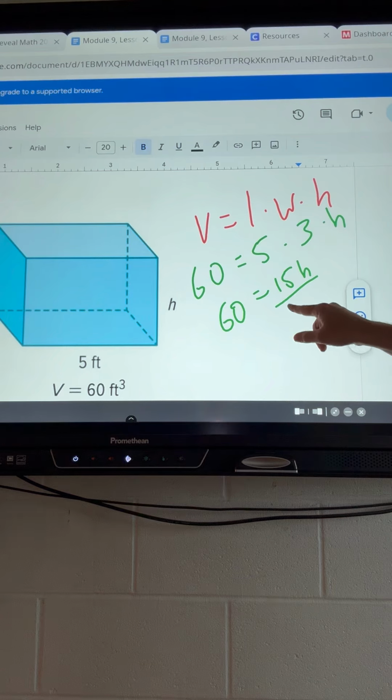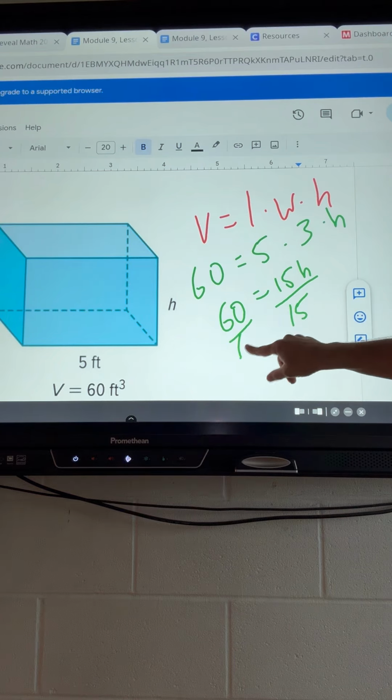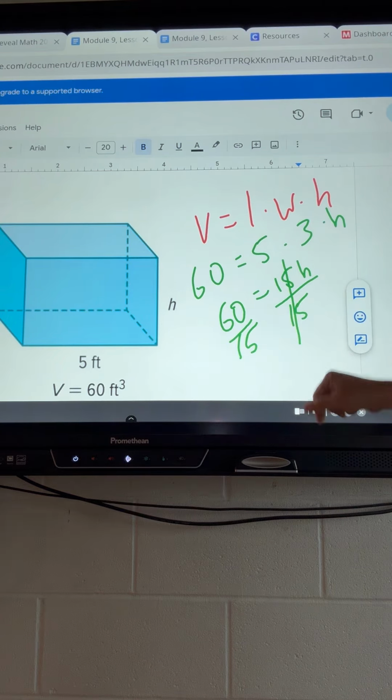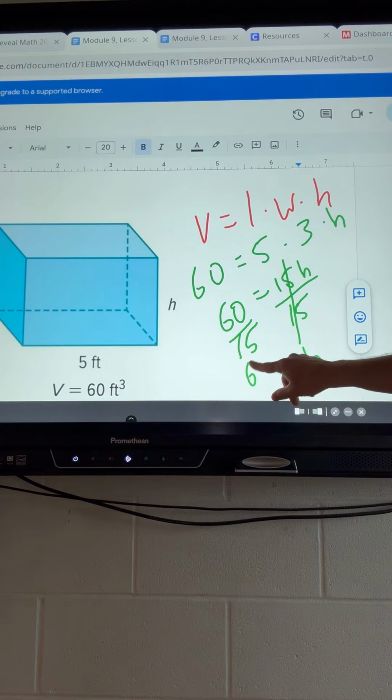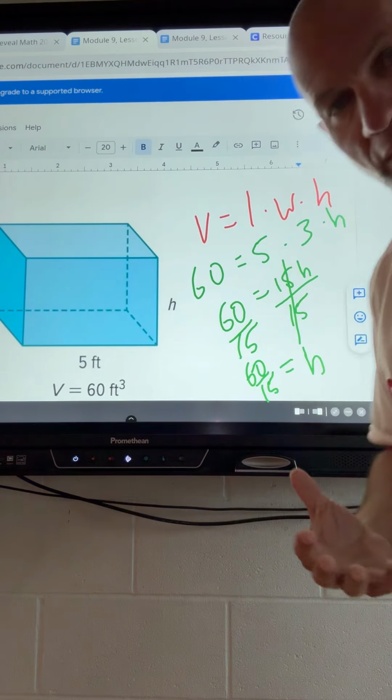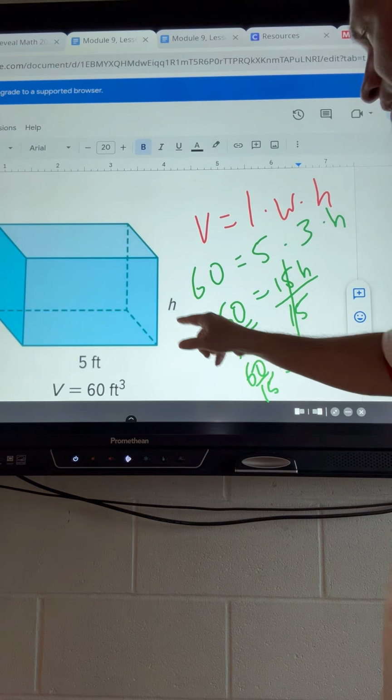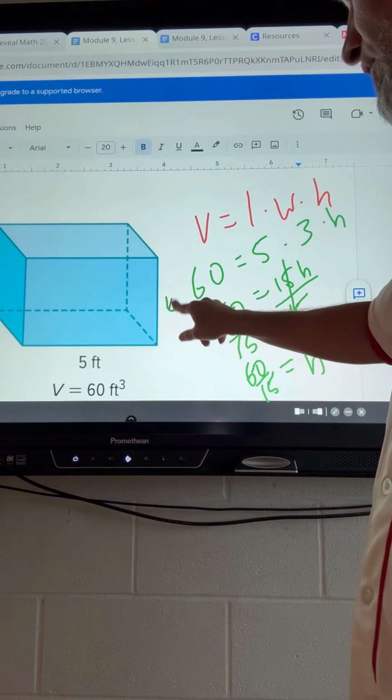And then you would divide both sides. Remember, you're trying to get that variable by itself. You're dividing both sides by 15. So the 15s cross out here, and you're left with h equals 60 over 15, which if you lower that or make it simpler, 60 divided by 15, then h would be equal to 4.